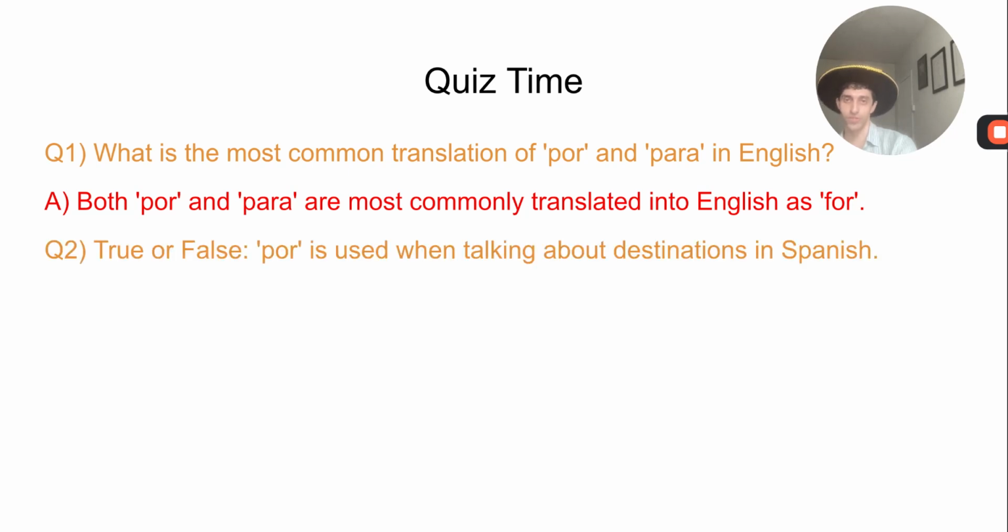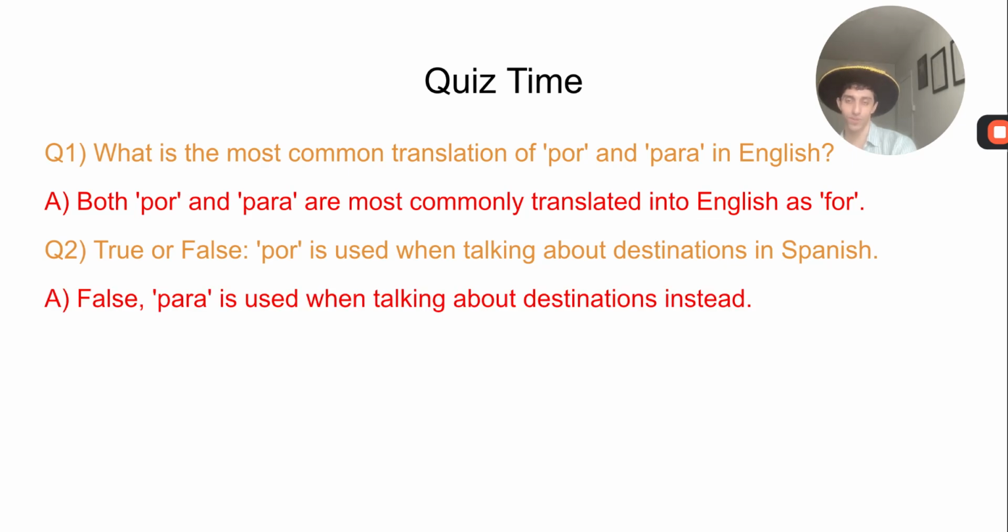Number two, true or false? Por is the preposition used when talking about destinations in Spanish. So, if you're talking about where you're going to, would you use the preposition por? Give you a little bit of time to think over it. Okay, and I'm going to reveal the answer for this as well. This one is false. It's para that's used when talking about destinations instead. Yeah, para tends to be used with destinations, objectives, and so on.